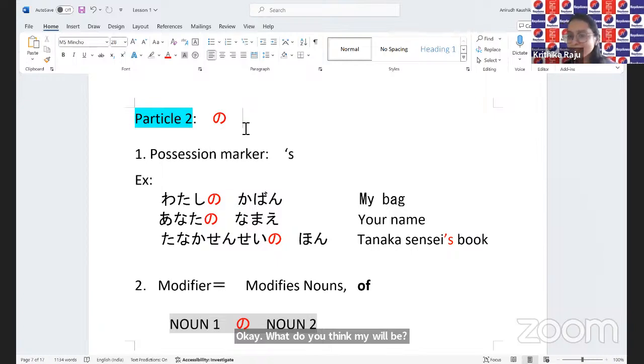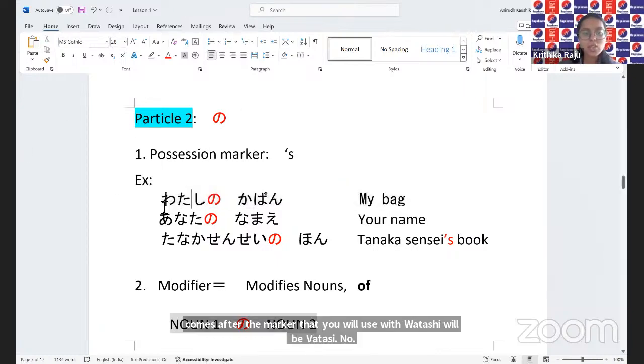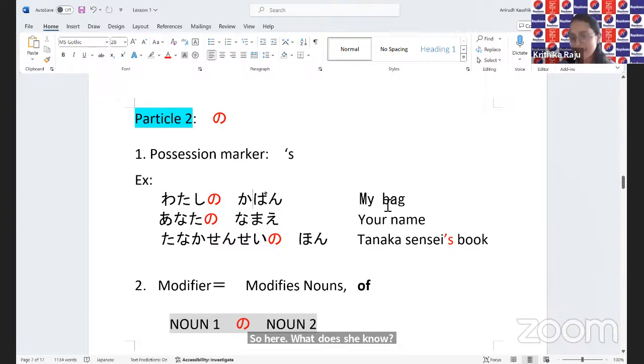Watashi no. If I is watashi, then when I say my, I'm saying it's mine, it belongs to me. It is my book, right? This book belongs to me. So the particle always comes after. The marker that you will use with watashi will be watashi no. So here, watashi no kaban translates to my bag. Watashi no kaban, my bag. So that is this particle, the possession marker. It's like using your apostrophe S.